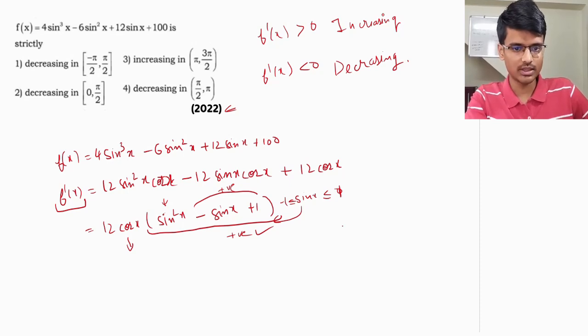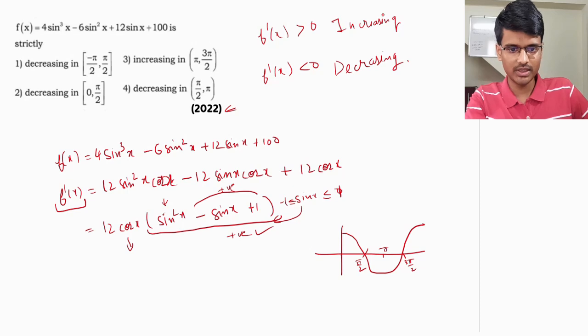So what is the graph of cos x? You should know these graphs, right? We'll just plot a rough graph. This is our pi by 2, this is my 3 pi by 2, this is my pi. Between 0 and pi by 2 it is positive. Between pi by 2 and 3 pi by 2 it is negative. Between 3 pi by 2 and 2 pi it is positive. So between these intervals, here it is decreasing, here it is increasing.